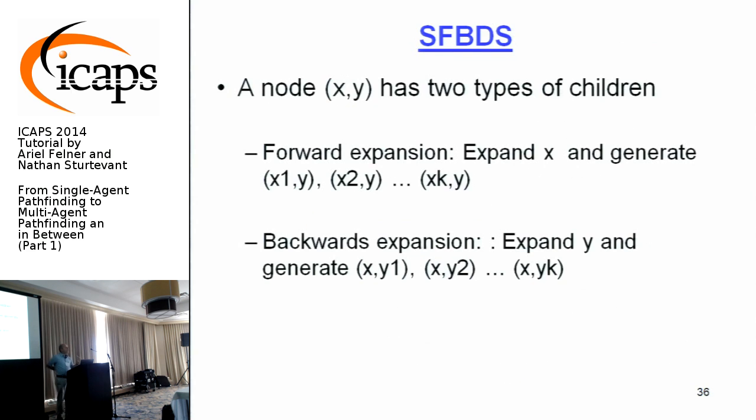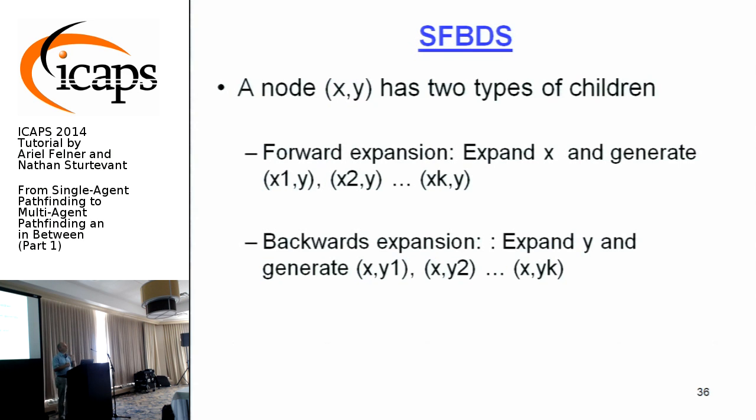Now, while we know this, let's go into SFBDS. We have a node xy, which means I want to go from x to y. Here is the task of my node in the tree: close the gap between x and y. Find a path, or prove that there is such a path of this cost, or declare that there is no such path. How do I do it?